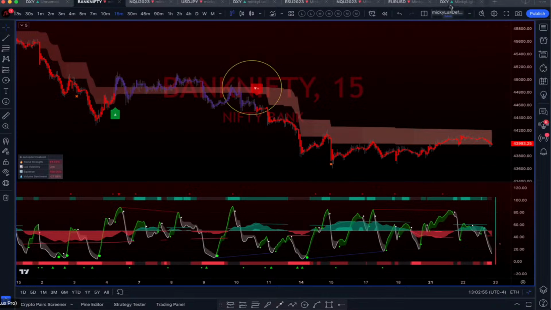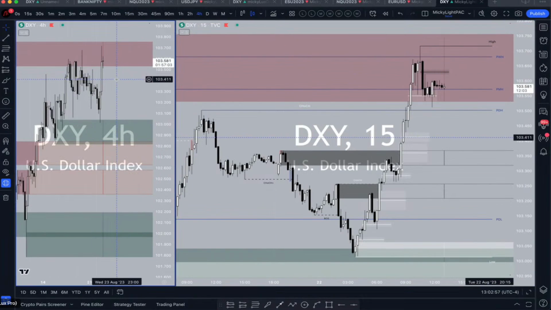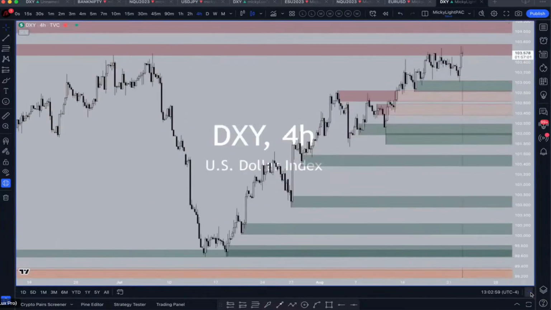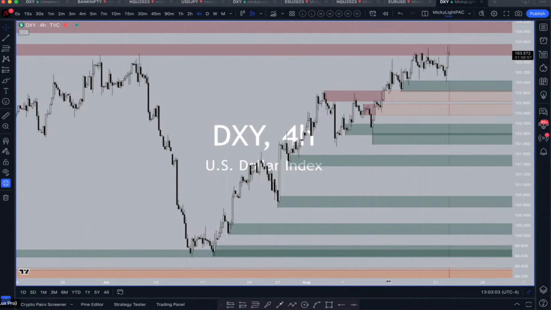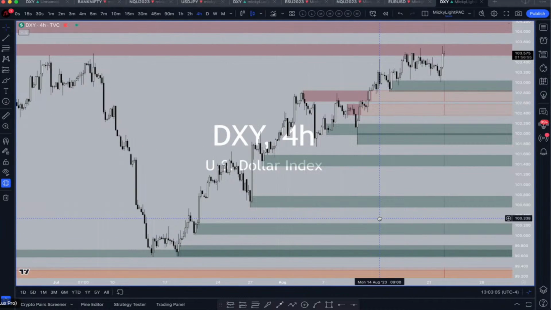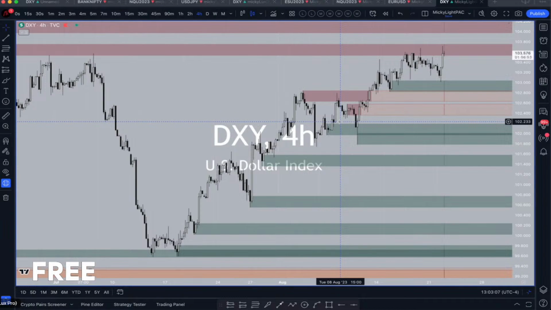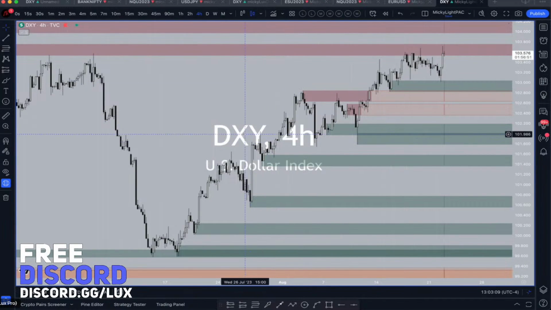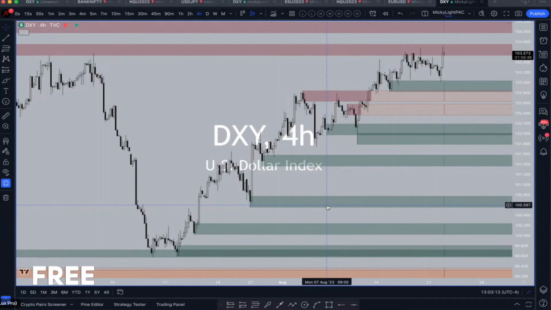Let's head over to the dollar index. Here is the dollar index, 4-hour template, just the order blocks alone. A 4-hour regular candlestick chart, dollar index, just on 4-hour order blocks. Simple chart, that's all I'm looking at. I'm looking at where price is in relation to its own order block.